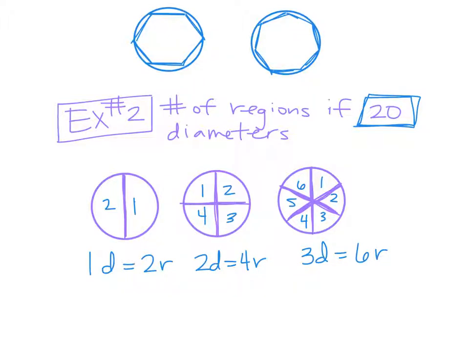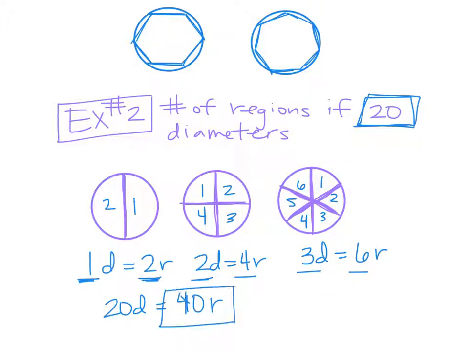40. How'd you get that? You have to double it every time. Right, we're doubling. If you look at the pattern here, 1 diameter gave us 2, 2 gave us 4, 3 gave us 6. So each time it was being doubled. The number of diameters times 2 equals the number of regions. So our conjecture is that there would be 40 regions if we had 20 diameters. That's not to say that's absolute truth. It's a conjecture. It's what we're assuming will happen based on the pattern that we're seeing. So that is making a conjecture. Any questions on that?